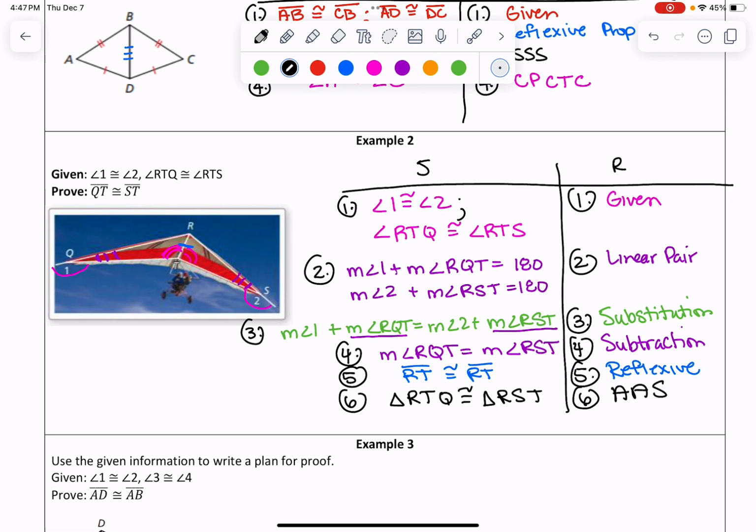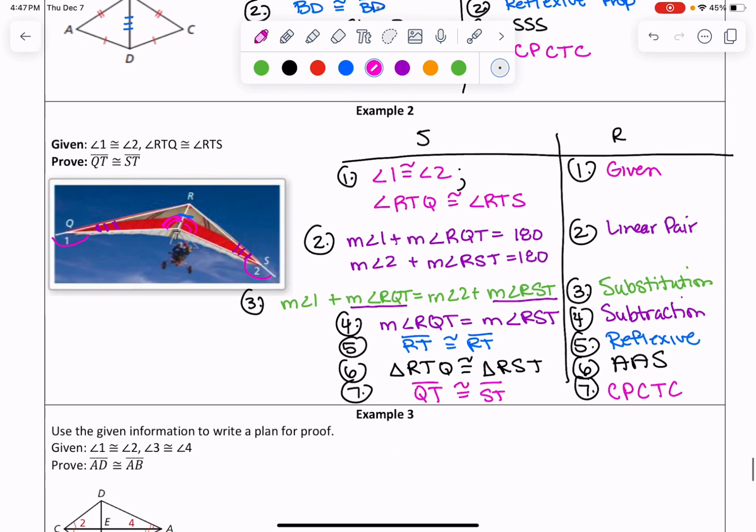And we know that once two triangles are equal to each other, then last but not least, I can go ahead and say that all the parts are equal to each other. So QT has to be equal to ST. And that's that new rule that we use after triangles are equal to each other, CPCTC. Corresponding parts of congruent triangles are congruent. So that one was a little bit longer, but that's okay.